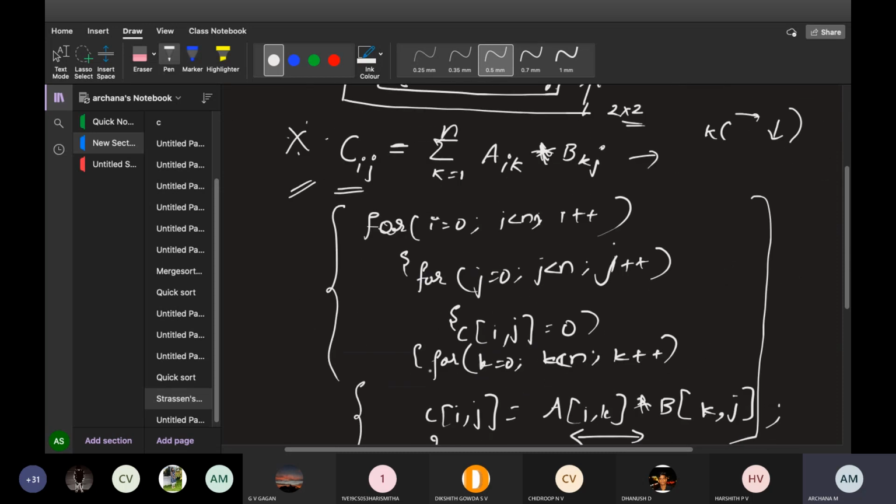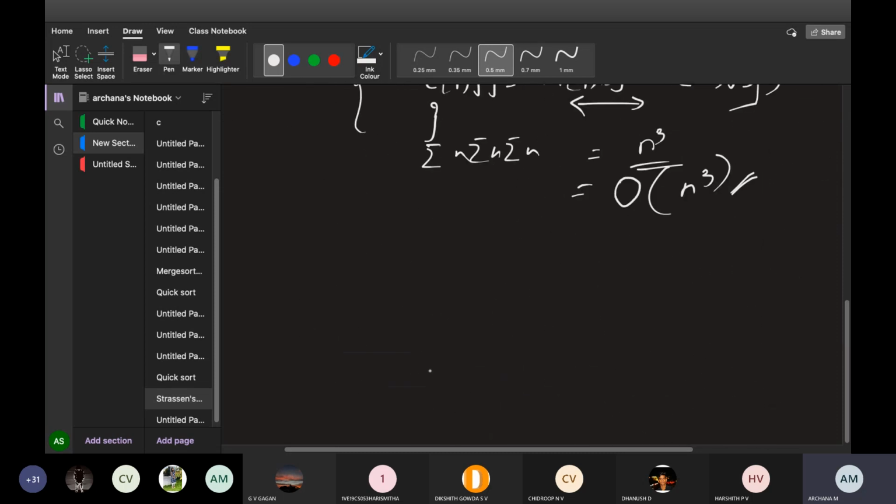So what we do is we follow some other step. Instead of writing this type of algorithm to find the product of a very big matrix, for example, I'll take a big matrix.